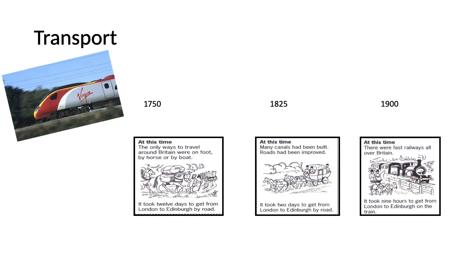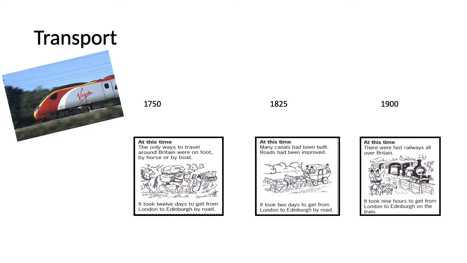And if you look, in 1750, if you'd wanted to travel from London to Edinburgh in Scotland, it would have taken you 12 days to get there by road. 1825, because the roads have improved, you've knocked 10 days off your journey. They're still going to take you 2 days. That's 48 hours, year 8. 1900, you'd go by rail. You wouldn't have even bothered going by road, and it would take you 9 hours.